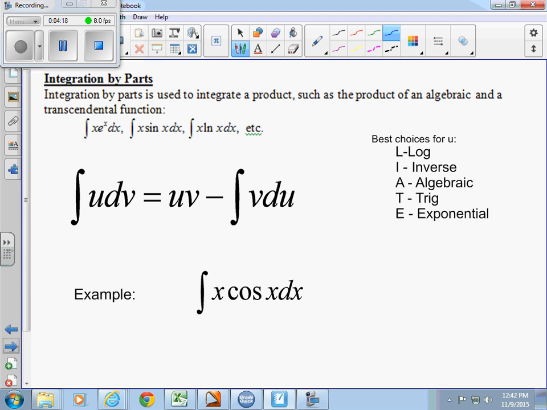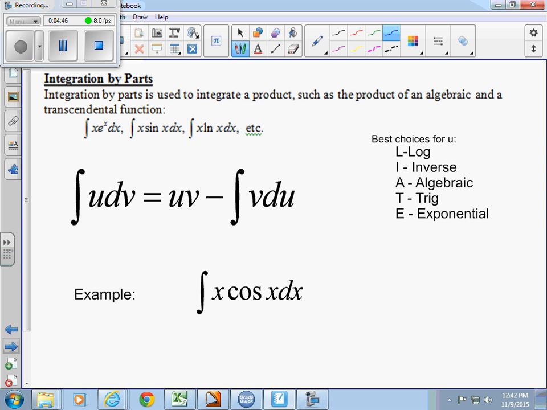So label your pieces. You want to choose u so that when you take the derivative of it, it goes away. Example, natural log. What's the derivative of natural log? 1 over x. Would you agree that would very much simplify an integral if you could change natural log into 1 over x? So we're going to use the function that can be broken down the easiest.